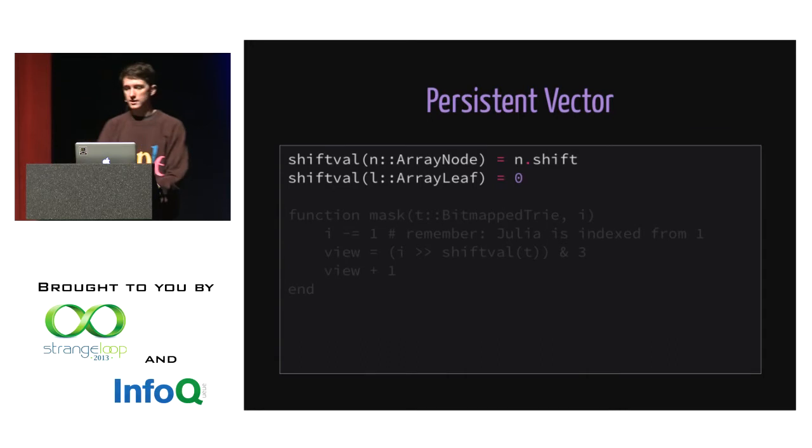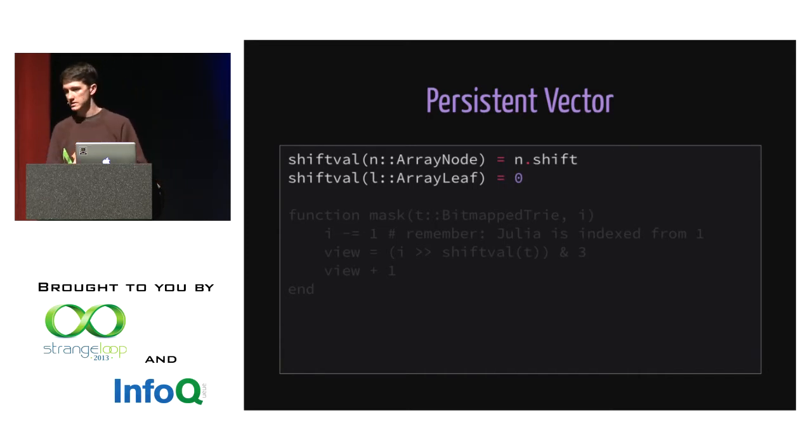So let's define these bitwise operations. We'll have a couple helper functions, shift value. The shift value for an array node is that shift field. The actual nodes themselves are going to keep track of how far an index has to shift for them to look at the correct bits. An array leaf always looks at the bottom bits, so it shifts by 0.